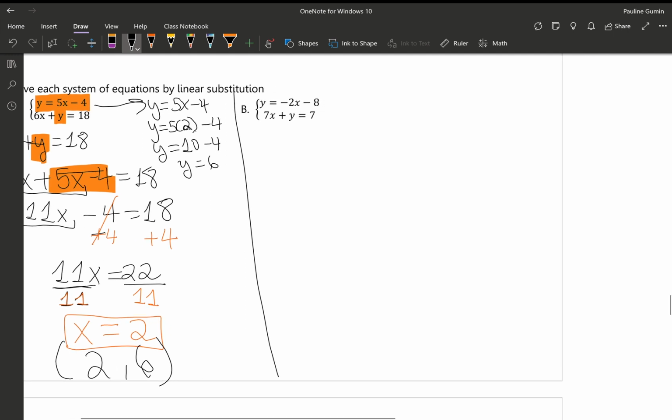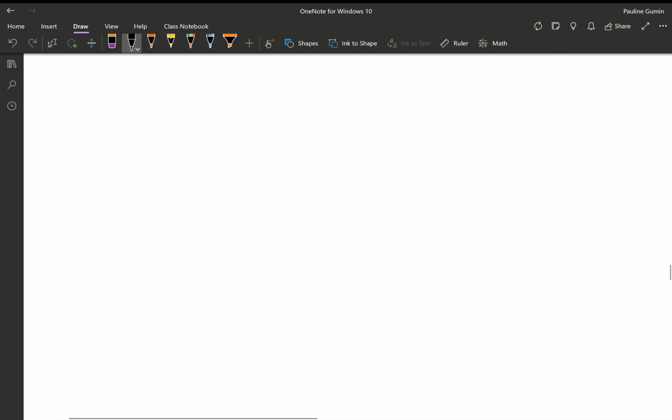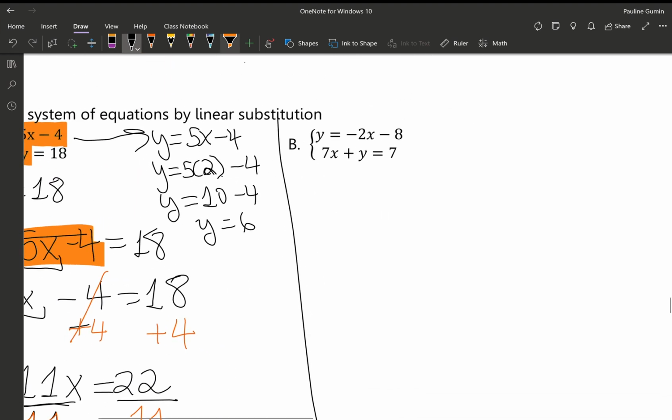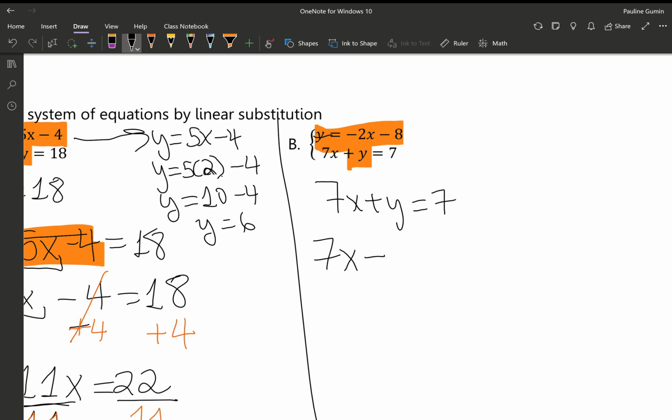Y equals negative 2x minus 8. And then we have that second equation. There it is. Once again, we're going to be substituting this y equals equation into that second one. All right, so this is what it's going to be. I'm going to undo that. There we go. All right, so we're going to have 7x plus y equals 7. And instead of the y, we're going to have minus 2x minus 8.